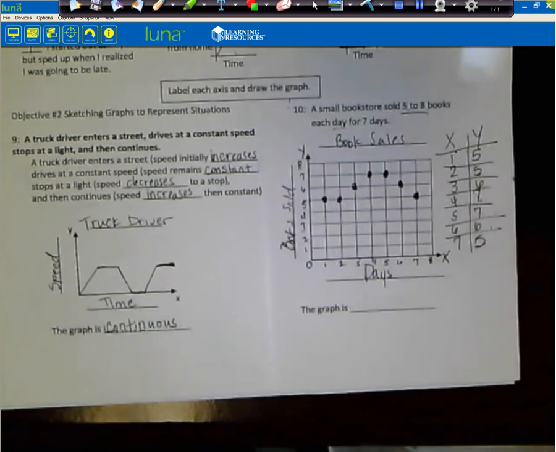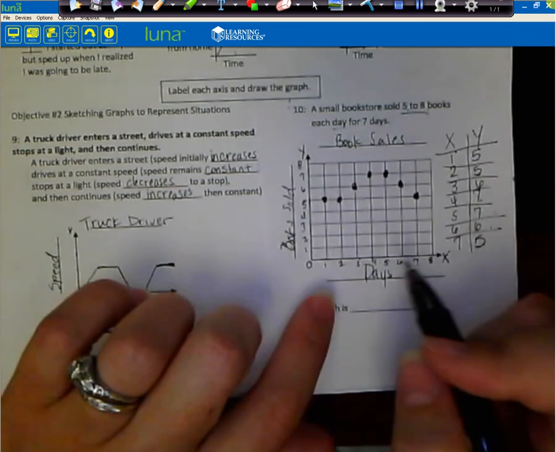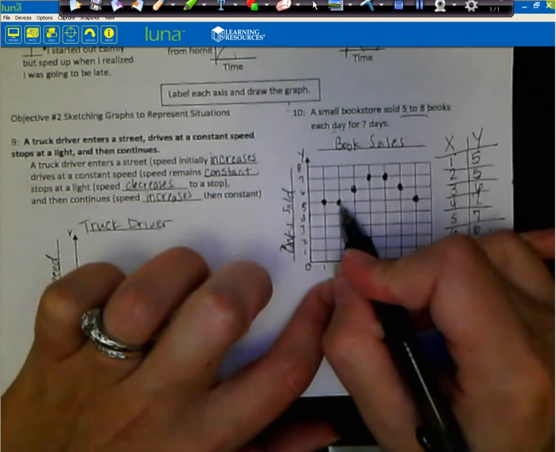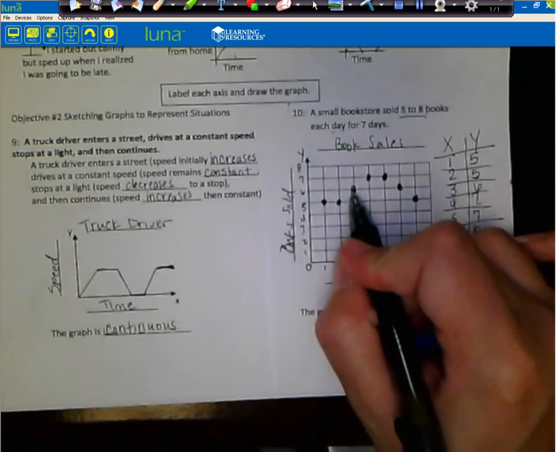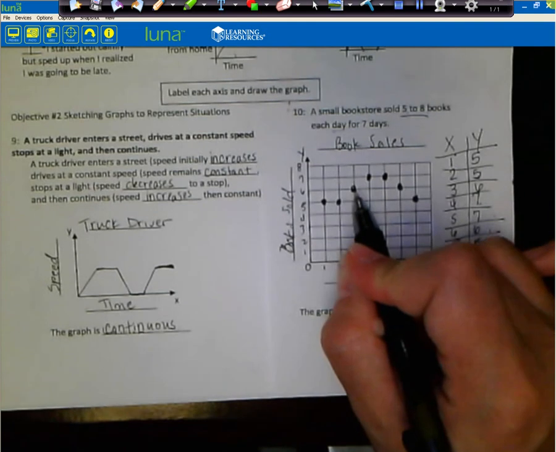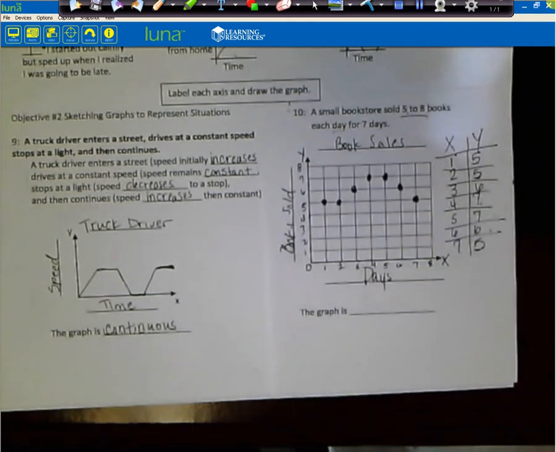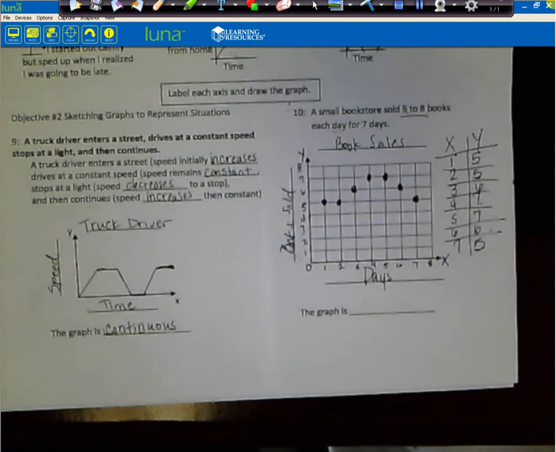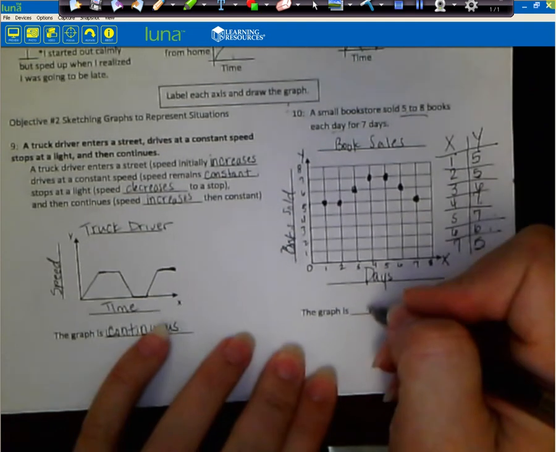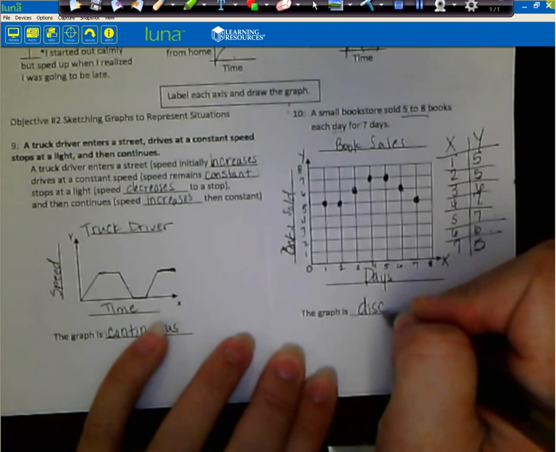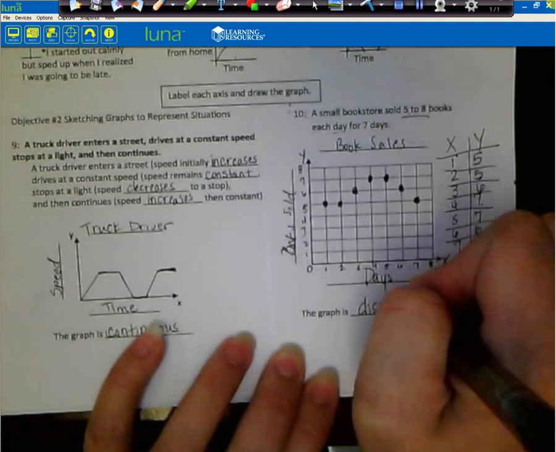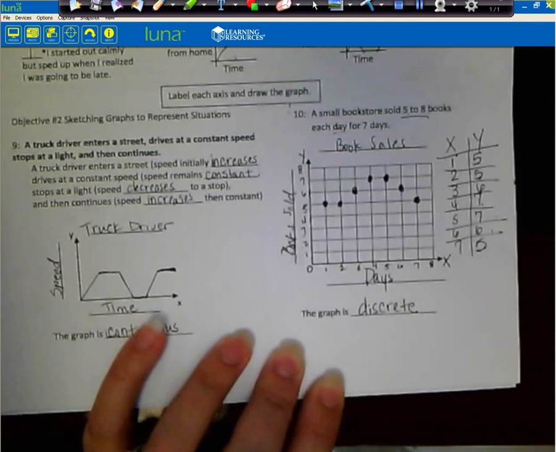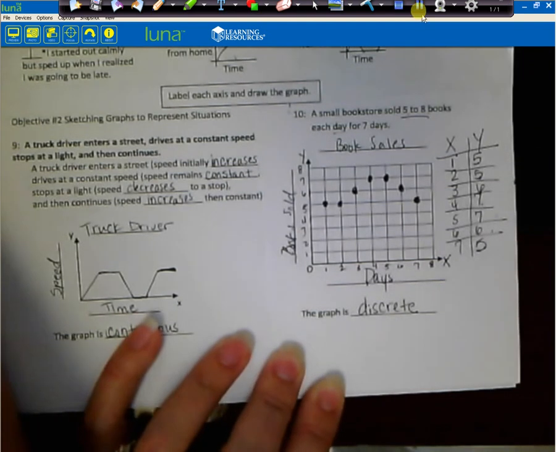I'm not going to connect my dots because I'm not saying that at day 2.5 they sold 5.5 books. I'm saying they distinctly sold 5 books on day 2 and 6 books on day 3. There is no in between, so I'm not going to continue this line from dot to dot. This is not a game of connect the dots. These are distinct points that represent the distinct number of books that they sold on that specific day. They do not sell a half a book. So this graph is discrete. It is a discrete graph, so make sure that you write the word discrete there in the blank. Get all that down before you move on.